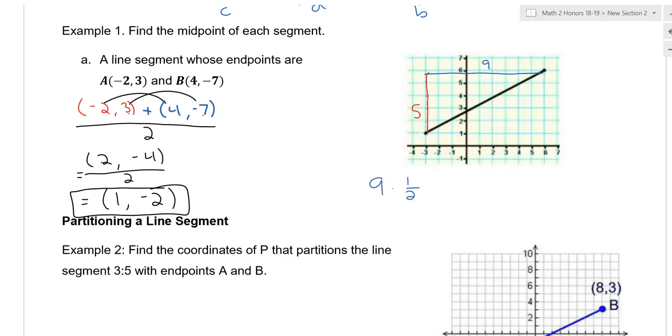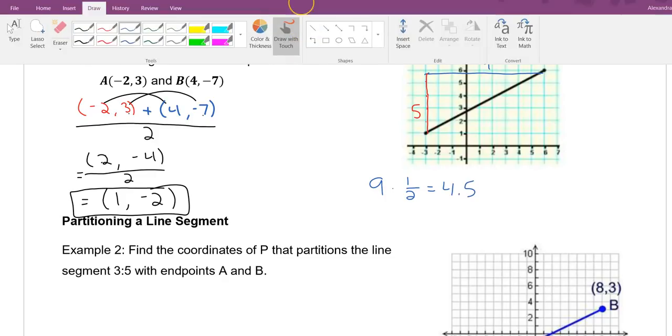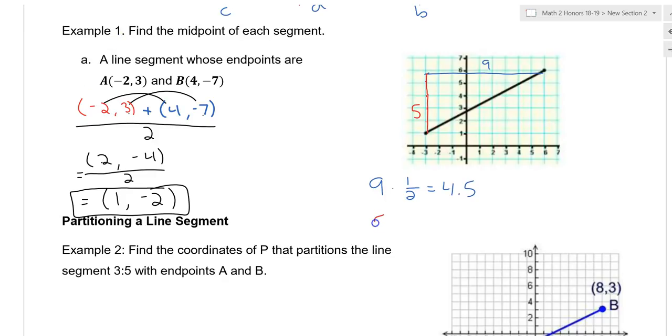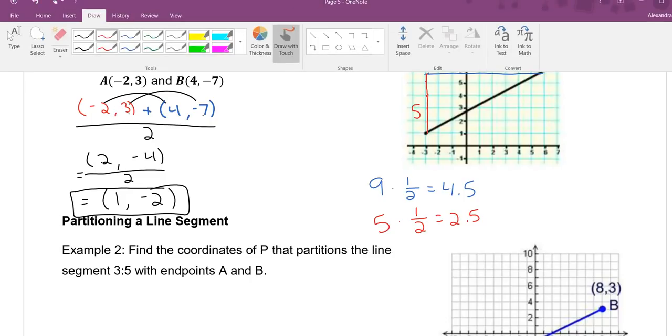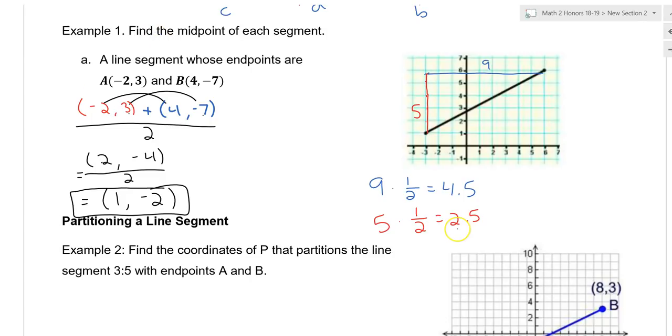I only want to go half the way, so I want the midpoint. So that's going to be 4.5. And for my y, same thing. I go a total of 5. I only want to go half the way. That's 2.5. So if I go 2.5 up, I get to about here, right? And then I want to go 4.5 over. 1, 2, 3, 4.5. I get to about there.